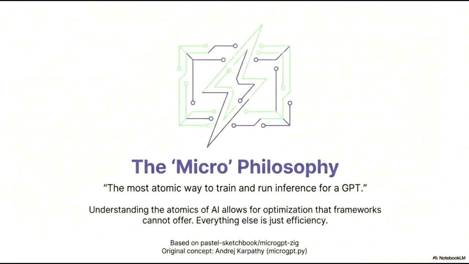The micro philosophy is centered on finding the most atomic way to train and run inference for a GPT. By stripping away the layers of abstraction found in traditional frameworks, we can achieve a level of optimization that is otherwise impossible. Understanding these fundamental atomics allows us to control the very essence of the model's execution, where every additional layer is viewed simply through the lens of efficiency. This approach, implemented here in Zig, draws direct inspiration from Andrej Karpathy's original microgpt.py, focusing on clarity, performance, and a deep understanding of the underlying mechanics of artificial intelligence.